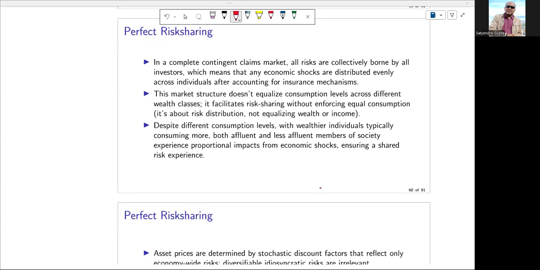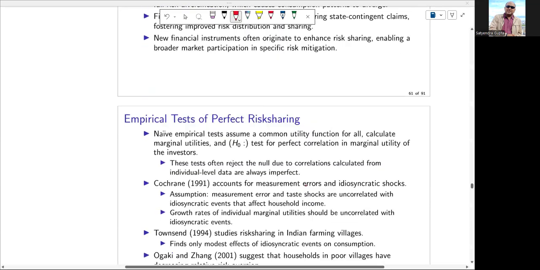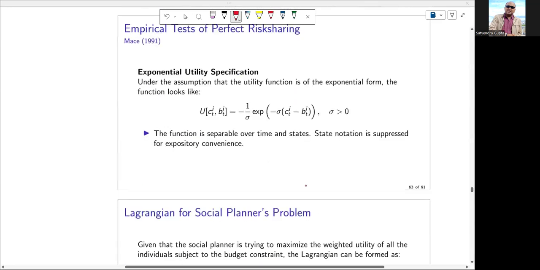Okay, so in our class, we have discussed perfect risk sharing. I'm leaving this one example that is quite famous, that tested perfect risk sharing in the sense of how the individual's consumption changes when changes happen in the aggregate consumption. So let me come to this paper.